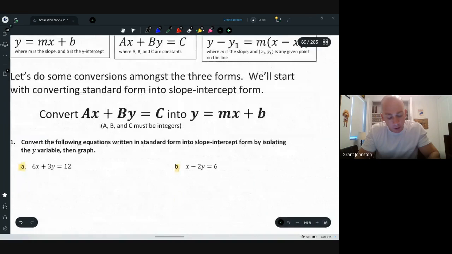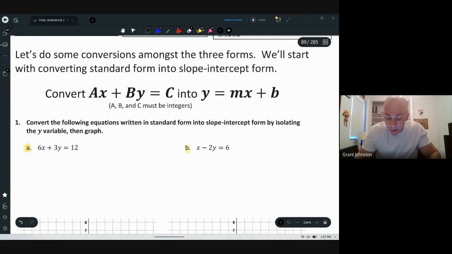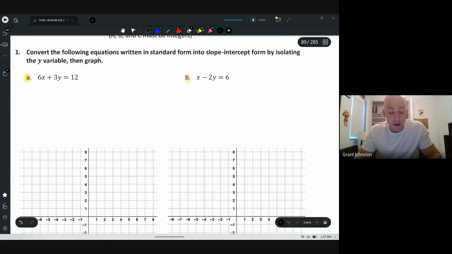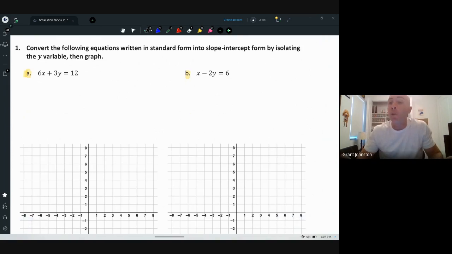So here we go. Number one says convert the following equations written in standard form into slope-intercept form by isolating the y variable and then graph it. So we'll get a little more extra practice with the graphing as well. So we're going to convert this to slope-intercept form. Remember, slope-intercept form is in the form y equals mx plus b. So basically, you're just isolating y.